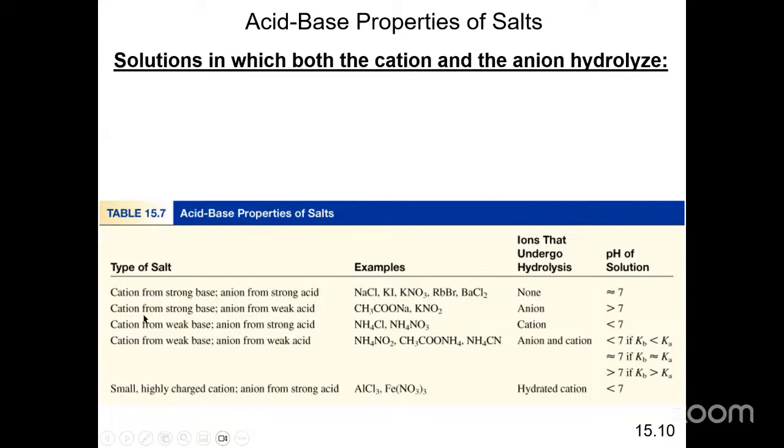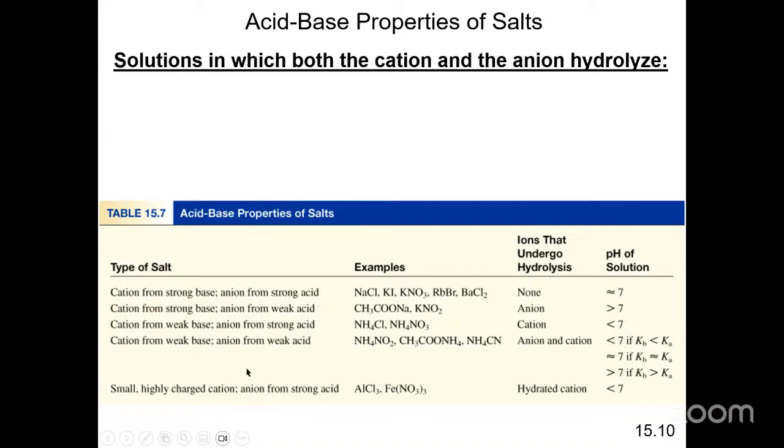Now, if you have a cation formed from a strong base and a weak acid, then the ion that will undergo hydrolysis will be the anion, which is basic. As a result of the hydrolysis, hydroxide ions are formed, and therefore the pH of the solution will be above 7. If the salt is formed from a weak base and a strong acid, then the ion that will undergo hydrolysis will be the cation. The solution will be acidic because when the cation reacts with water, it produces hydrogen ions, and as a result the pH of the solution will be less than 7.